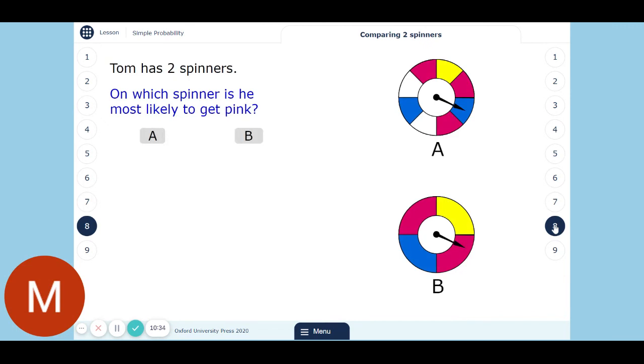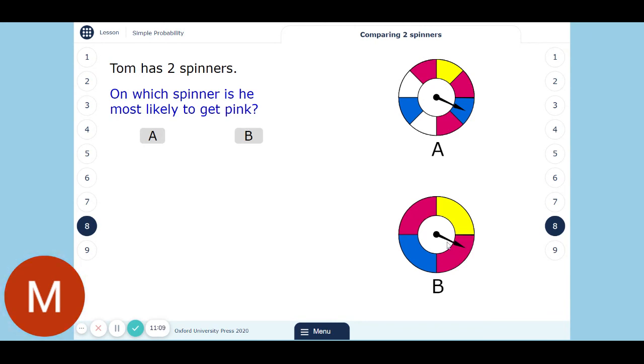Great. And next one. Tom has 2 spinners. On which spinner is he most likely to get pink? Now, first thing you might look at is, there's 3 sections there compared to 2 there. So you might think there's more pink sections, so he's more likely to get that one. But you might also look at this and think, well, the pink sections are bigger, so this is more likely to happen. What you've actually got to do is just look at the probabilities to compare them.